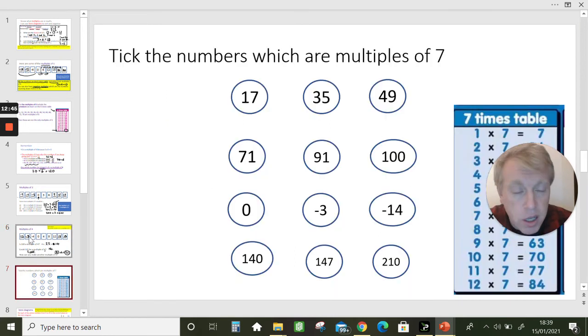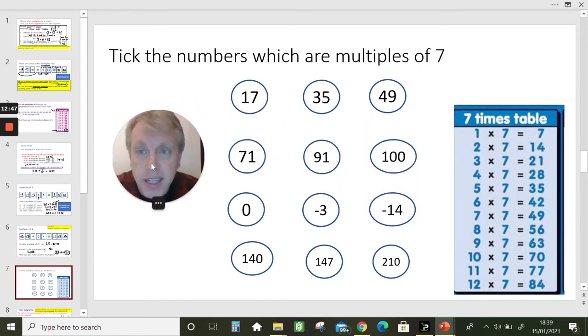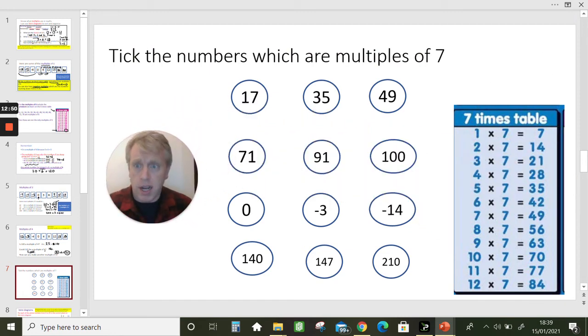So, one of the things we're going to do today, for your work in a minute, is tick the numbers which are multiples of 7. So let's have a look at some of these. I won't do all of them, but 17. It's got a 7 in it. Does that make it a multiple of 7? No, it's got to be on the 7 times table. I've put the 7 times table here. 17 is between 14 and 21, so I'm not going to tick that one. In fact, I'll put a cross.